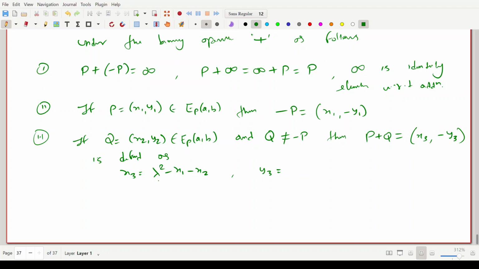So what is the lambda actually? Lambda depends on two values. So lambda is, if the points are distinct, then it is (y2 minus y1) upon (x2 minus x1), if the points are distinct, that is (x1, y1) is not equal to (x2, y2), correct? And it is this guy, (3x1 square plus a) divided by 2y1, if the points are the same.